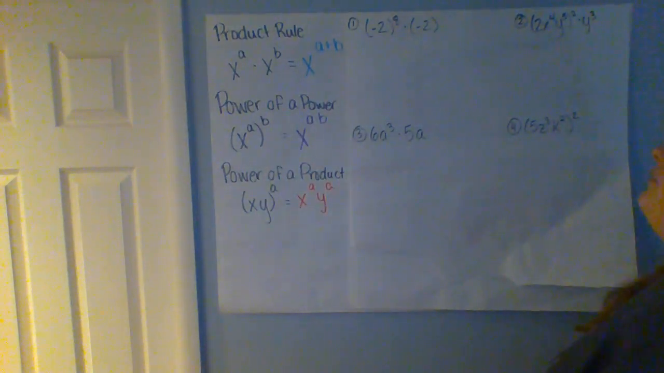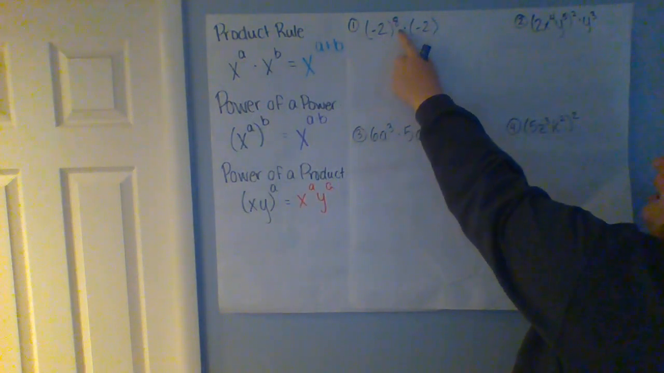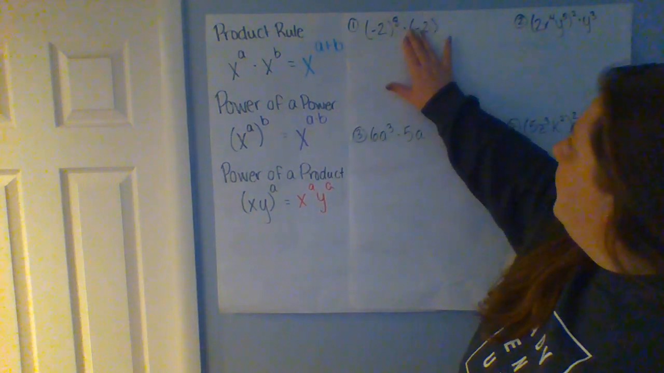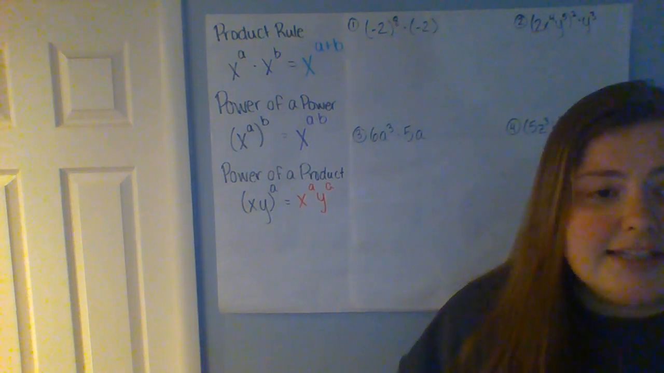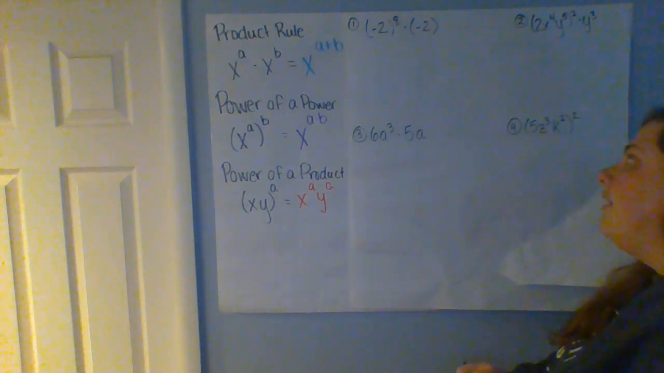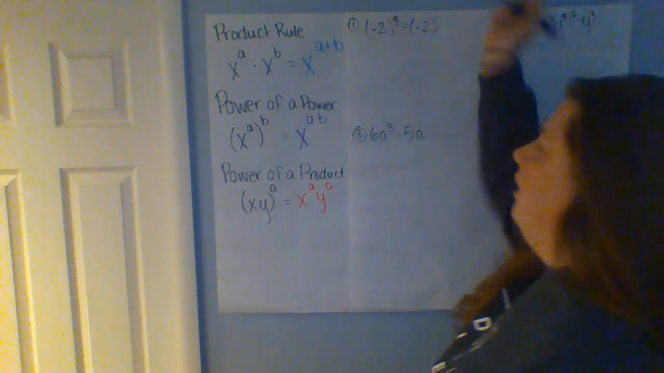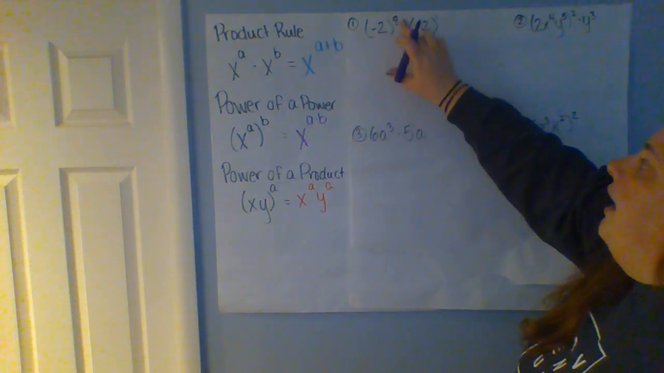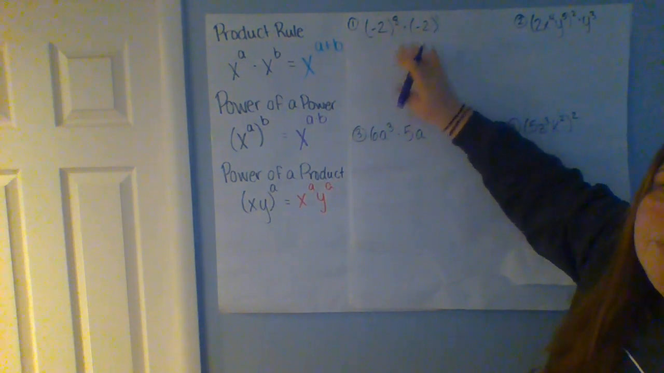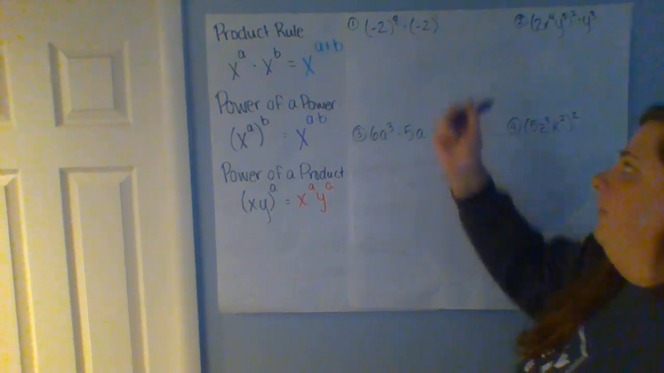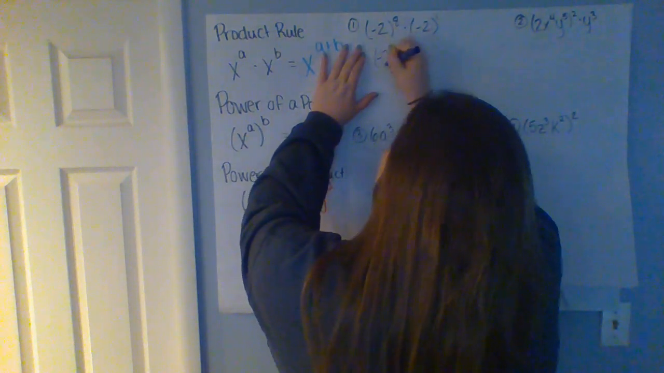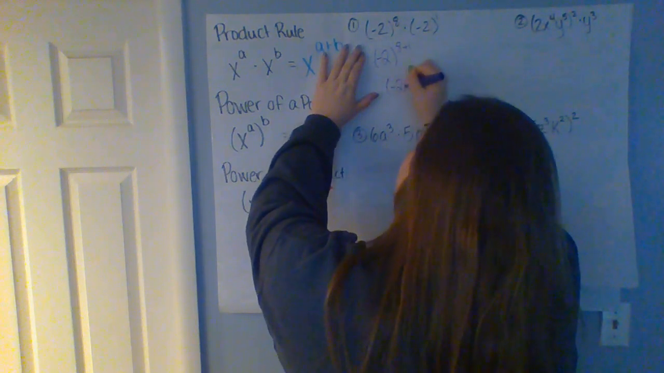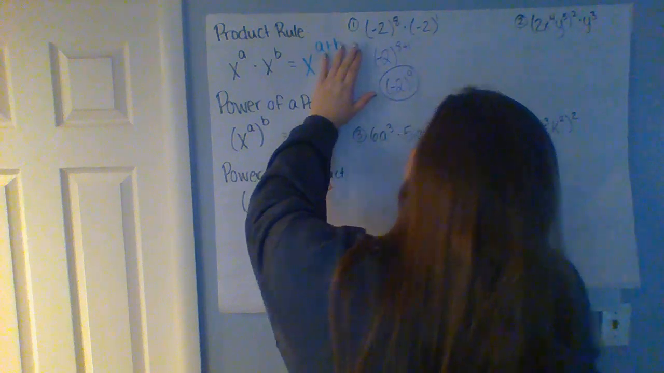So our first example is -2 to the 8th times -2. This -2 doesn't have any exponents on it, so we think of that as having an exponent of 1. That makes this a product rule. We have the same base, the -2, with different exponents that we're going to add together. So it becomes -2 to the 8 plus 1, which is -2 to the 9th power.